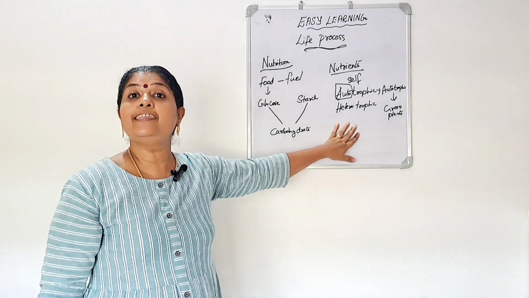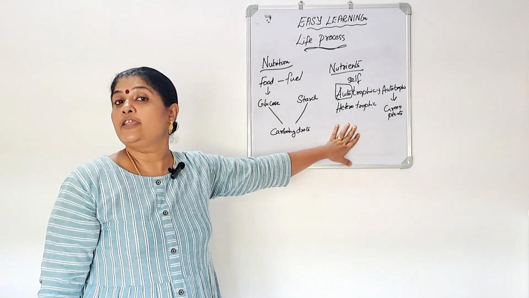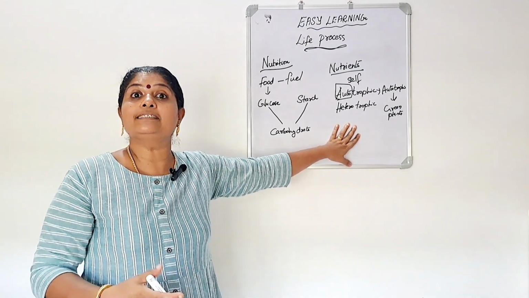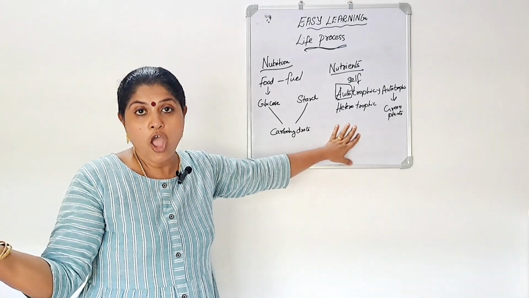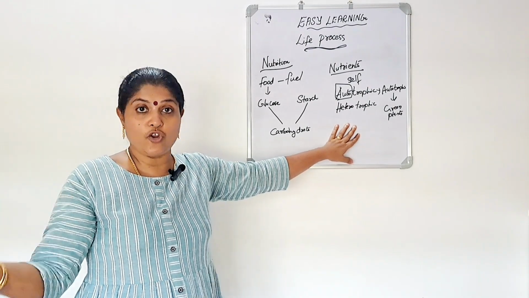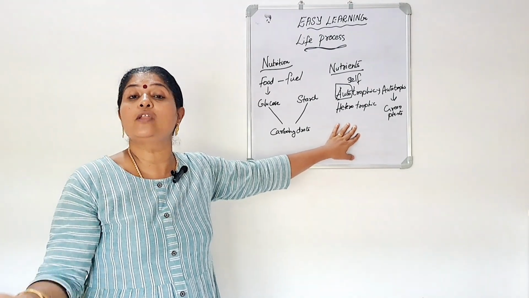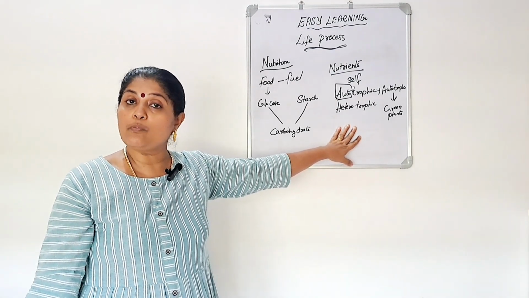Second one is heterotrophic mode of nutrition. Heterotrophic mode of nutrition means what? These organisms cannot prepare their own food. They have to depend either on plants or animals for food. Such organisms are known as heterotrophs, and the mode of nutrition is known as heterotrophic mode of nutrition. So, what is meant by heterotrophic mode of nutrition?